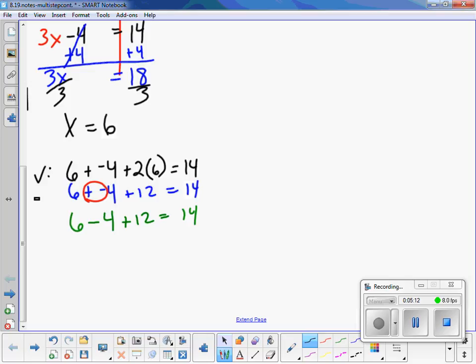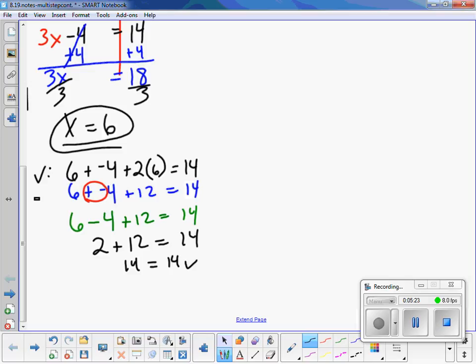And now we have all addition or subtraction, so we go left to right. So 6 minus 4 is 2. Bring down the plus 12. 2 plus 12 is 14. 14 equals 14. So that is correct. So that means my answer was x equals 6.